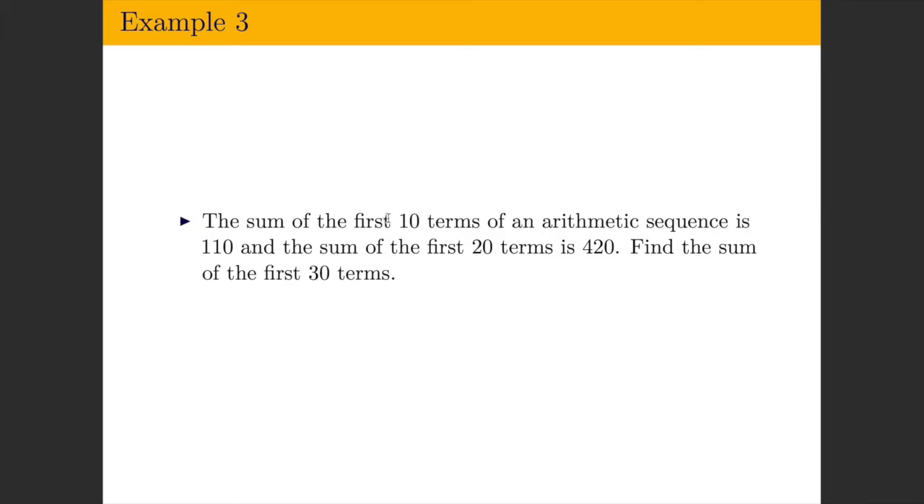The sum of the first 10 terms of an arithmetic sequence is 110, and the sum of the first 20 terms is 420. Find the sum of the first 30 terms. So what we're going to do in this problem, first we're going to find our values of a and d based on the first 2 pieces of information here. And then using that value of a and d, we will find the sum of the first 30 terms.